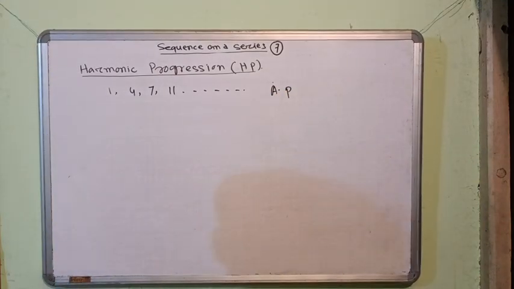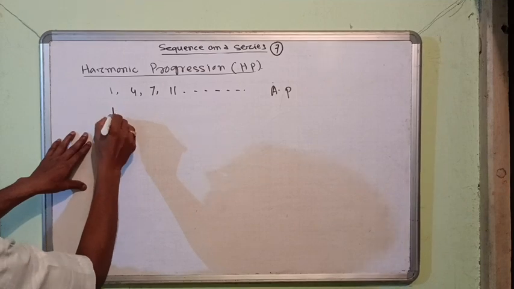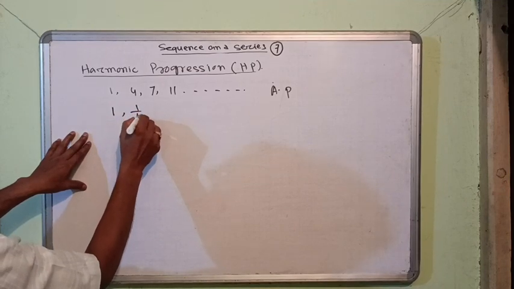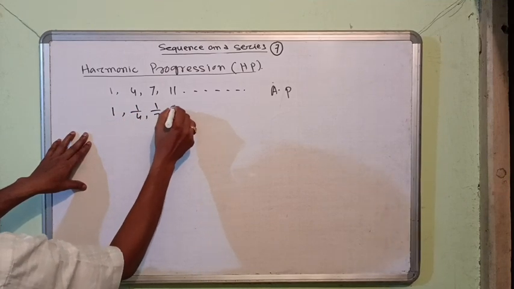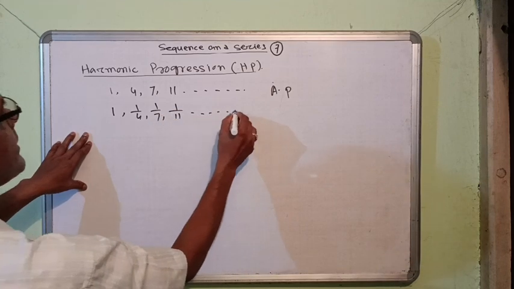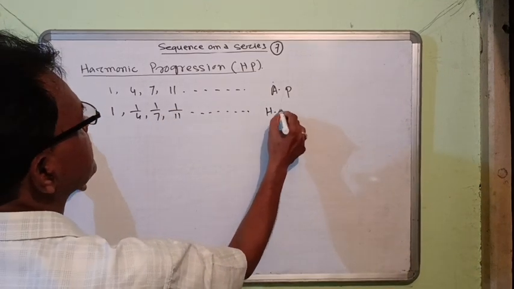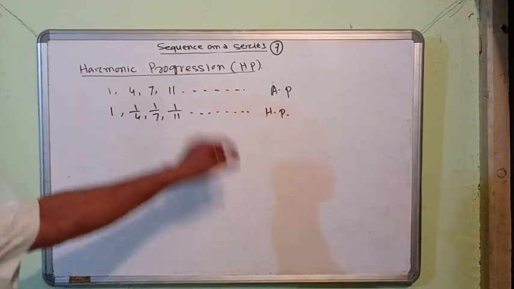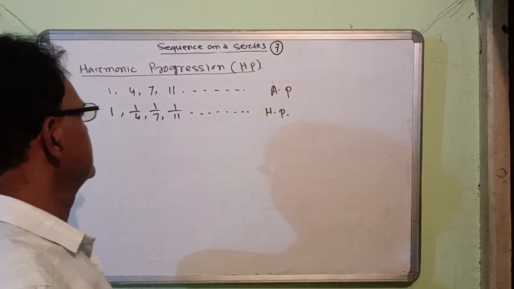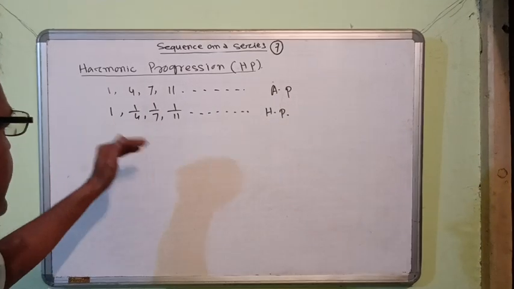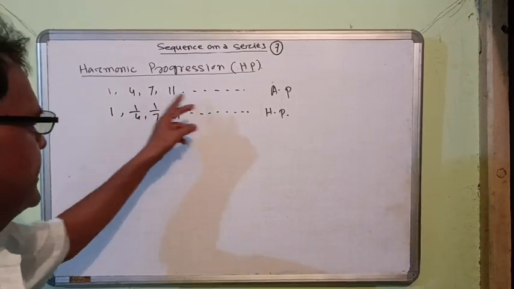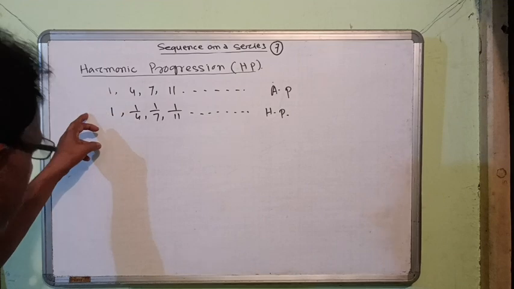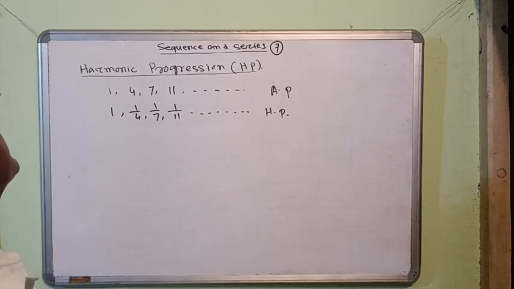Reciprocal of this number is equal to what? 1 by 1, that means 1. That means 1 by 4, that means 1 by 7, that means 1 by 11, dot dot dot. It is HP. That means each term of HP, their reciprocals are these. So this is AP, then their reciprocals form HP.